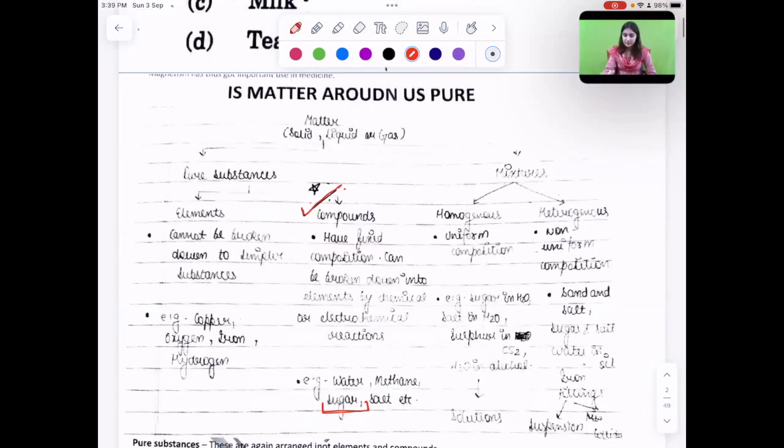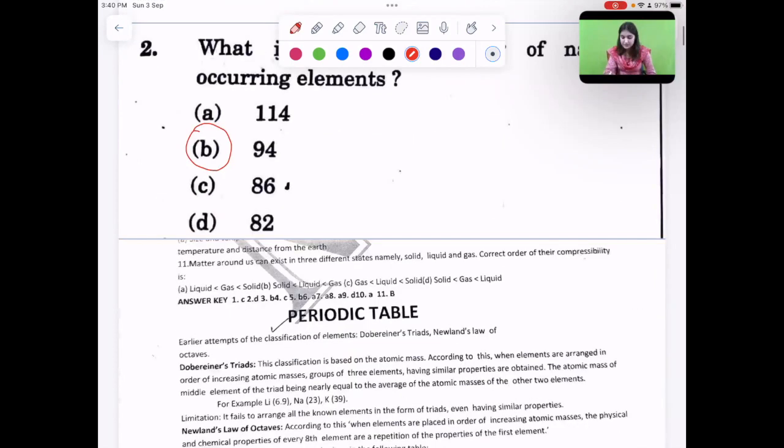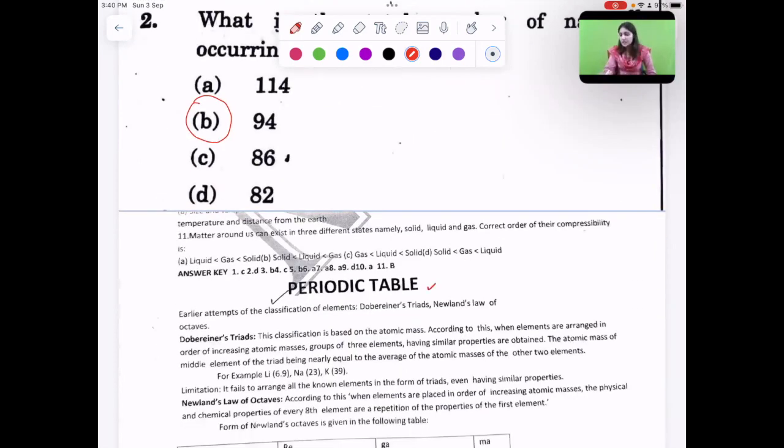Next, what is the total number of naturally occurring elements? See, there are 118 elements in nature, but out of those only 94 are naturally occurring elements, rest are man-made elements. Okay, so this is the chapter periodic table wherein we discuss all these.